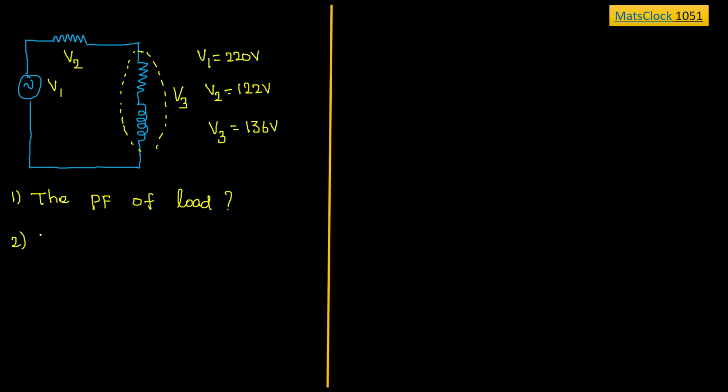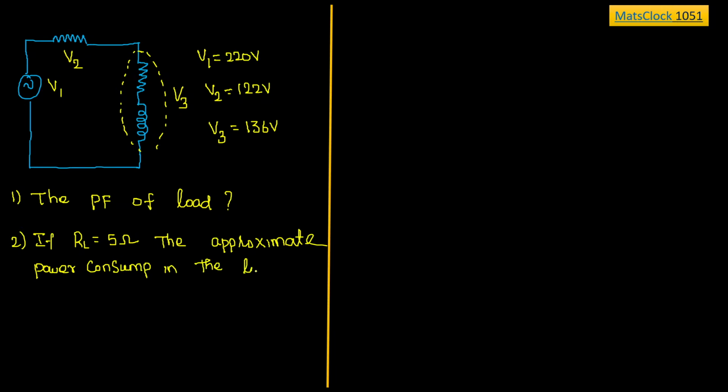Second thing is, if RL equal to 5 ohm, the approximate power consumption in the load is dash. That is the next question.